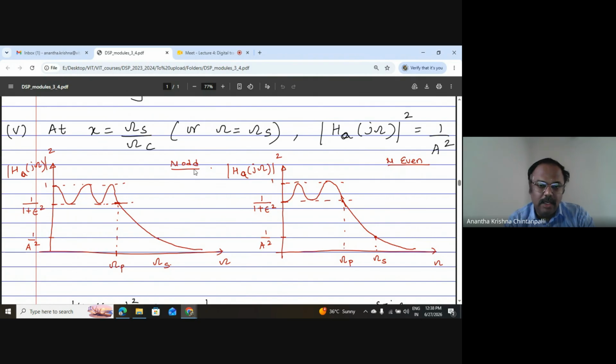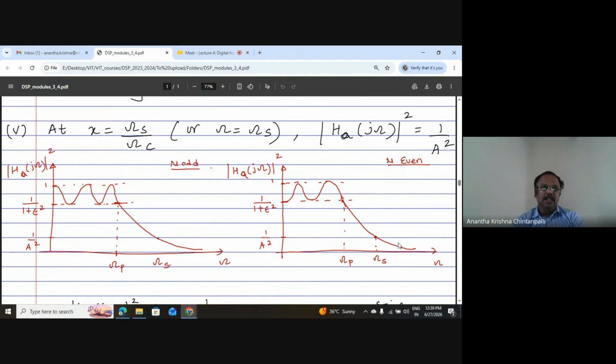When the filter order is odd, the ripple starts at 1. When the filter order is even, the ripple starts at 1 over 1 plus epsilon square. You still have the ripples within this region, and then it's a monotonically decreasing function. Afterwards, in the stop band region, the value should be less than or equal to 1 over a square. The same thing applies here.